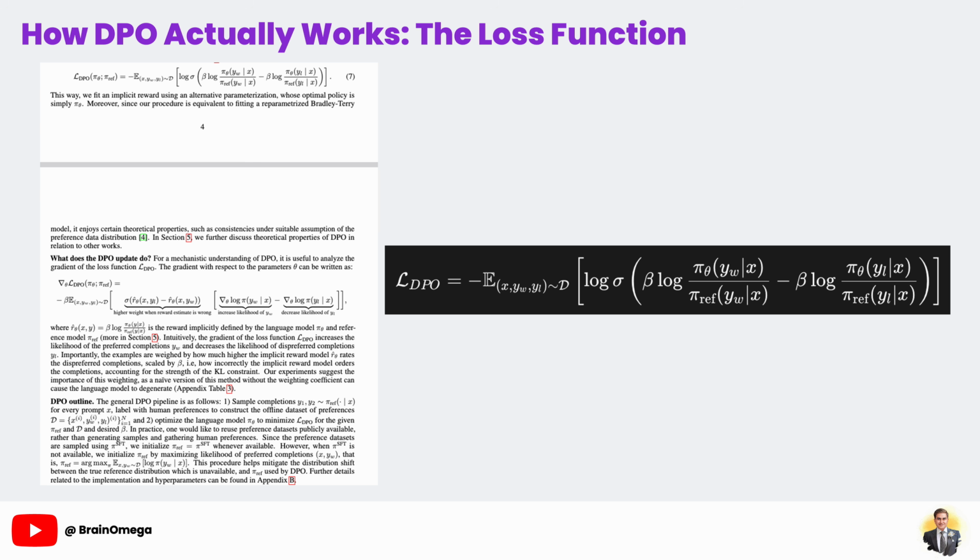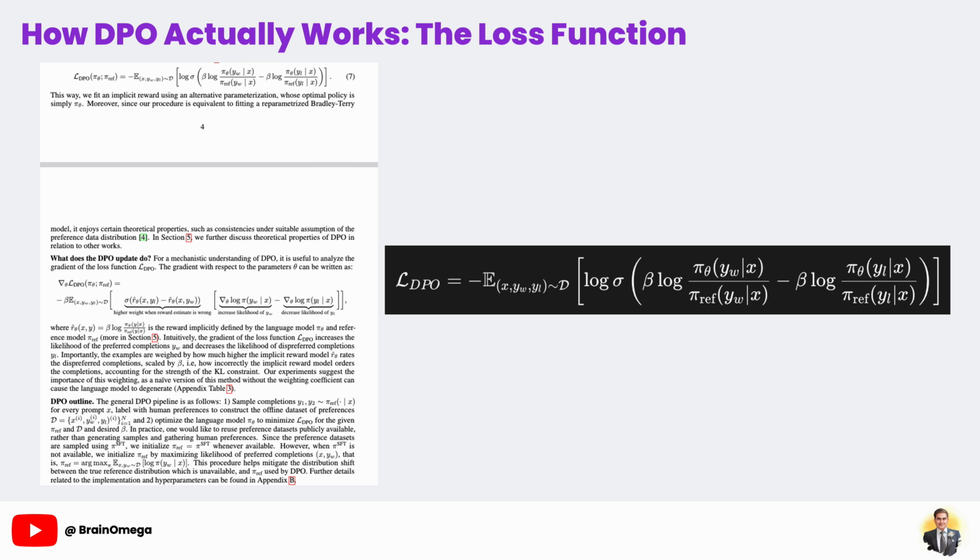The beauty of DPO is its simplicity. The practical pipeline is just 2 steps. Data collection. Start with a supervised fine-tuned SFT model. For a set of prompts, generate 2 responses. Have a human labeler or a more powerful AI choose the preferred one. This creates your preference dataset. If you're using a public dataset, this is already done for you.